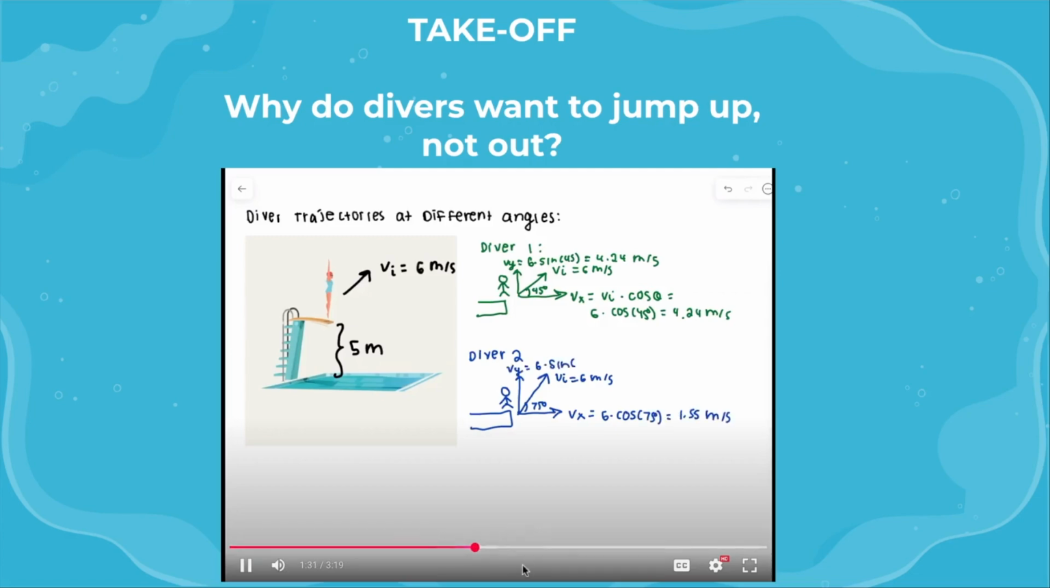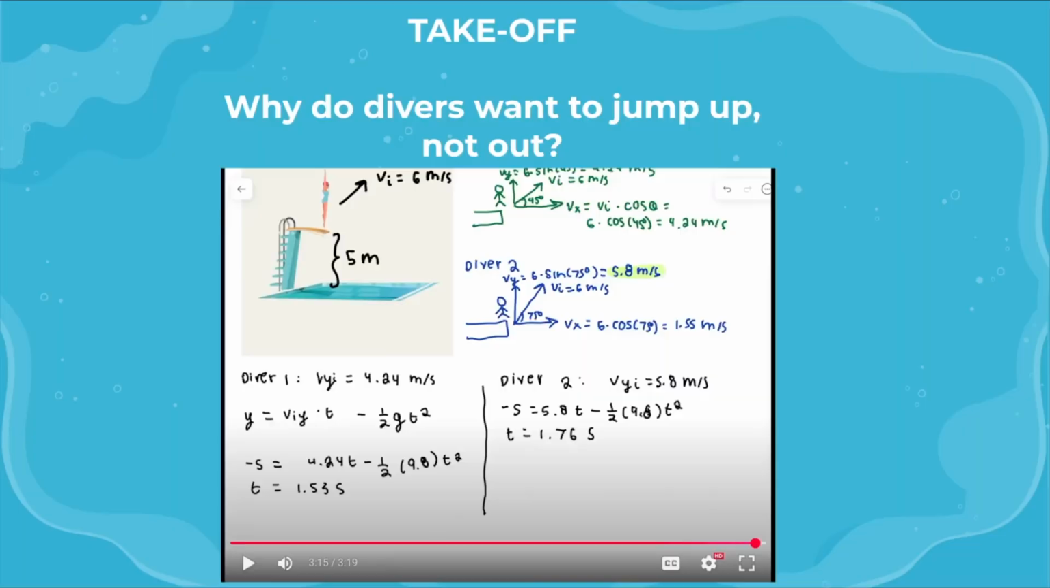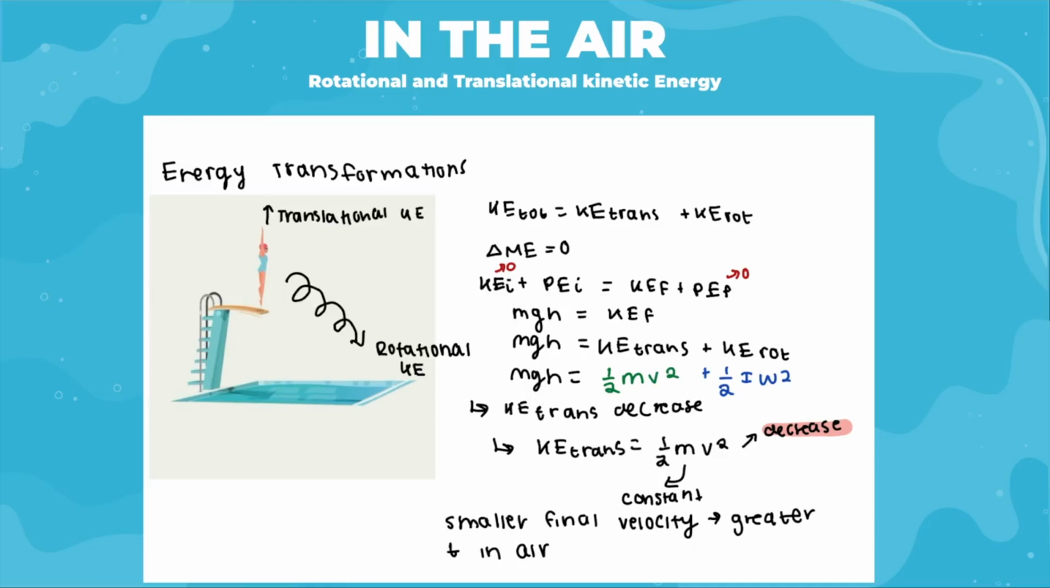And at this 75-degree angle, it is going to be 5.8 meters per second, which is much greater. And then if we calculate time in the air for the two divers, you'll see that diver 2, who jumped off at a more vertical trajectory, has a greater time in the air of 1.76 seconds compared to diver 1 with 1.53 seconds.